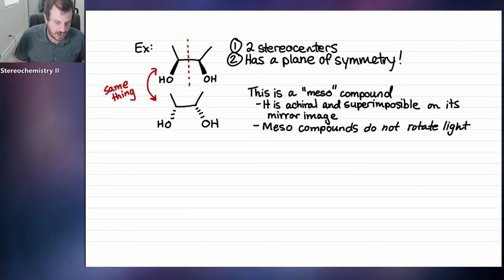All chiral compounds rotate light. Achiral compounds, including meso compounds, do not rotate light. So it's pretty easy to spot a meso compound. You're looking for a compound that has two stereocenters, but it also has a plane of symmetry. So that's how they're going to look in this class.